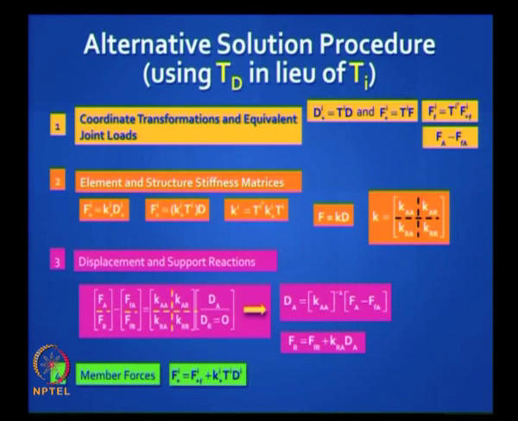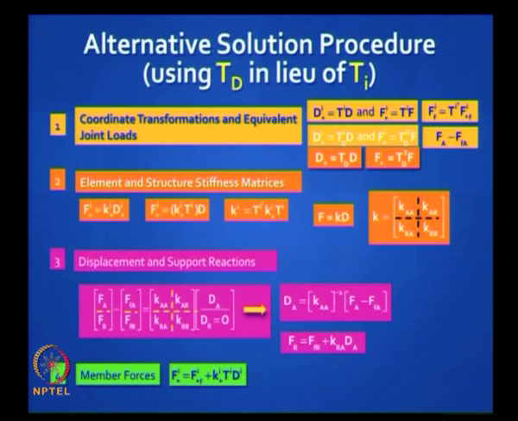So the procedure that we use when we use a TI matrix is shown here. I am just reproducing something that we saw in the last session. What is the change that we need to do? In which of these steps do you think a change is needed when we use TD instead of TI? In the first step, what kind of change is needed? Well, the transformation will look like this, right?